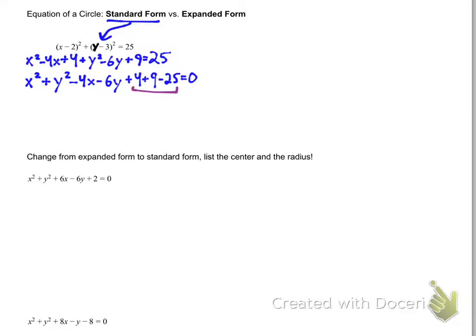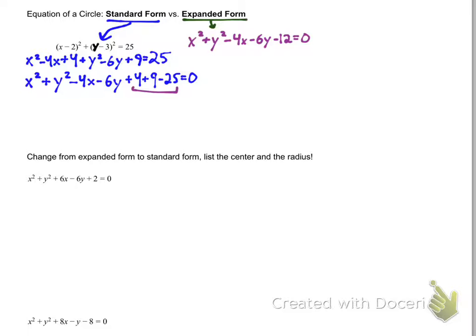We can combine all those constants, 4 plus 9 minus 25, and when you do that, you get the equation of a circle in expanded form. Notice how the squares come first, x then y, x squared then y squared, then come just the variables themselves, x and then y, and then lastly, the constant, and it all equals 0. This is expanded form. You can get that by multiplying out the standard form equation and shifting around the variables.